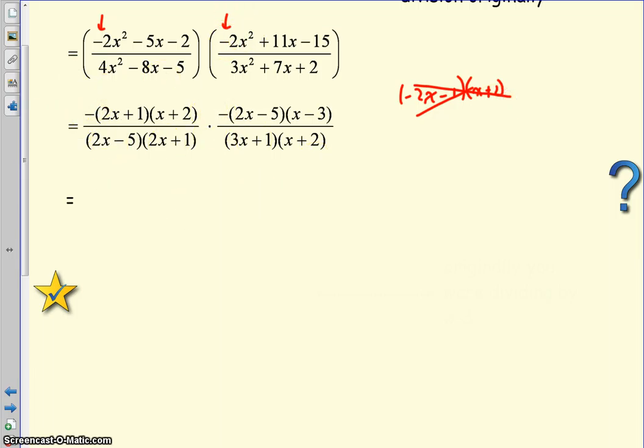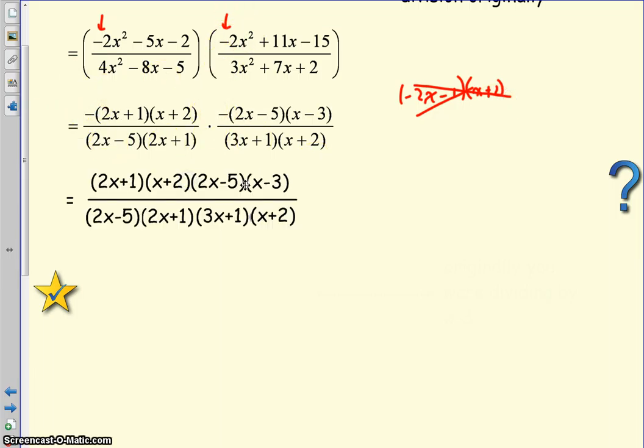So once you have this, it's simply a matter of multiplying everything together so it's all under one denominator, and then canceling as much as you possibly can. So you have 2x plus 1's that cancel, 2x minus 5's that cancel, x plus 2's that cancel. So all you're left with in the end here is a simple x minus 3 all over 3x plus 1.